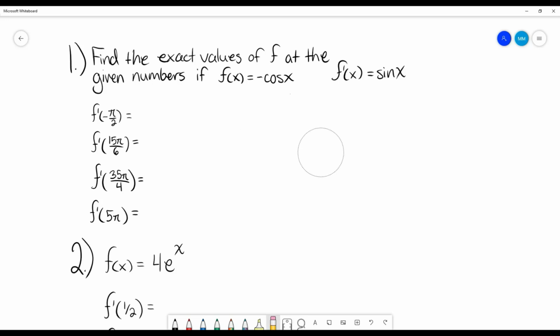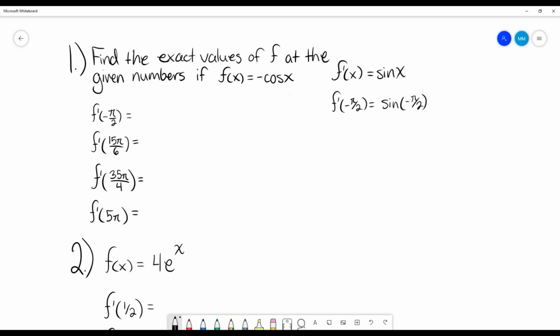So now it's really easy. We want to find the value of the derivative of f at negative pi over 2, which means we quite literally just plug that into this right here. So f prime of negative pi over 2 is equal to sine of negative pi over 2.